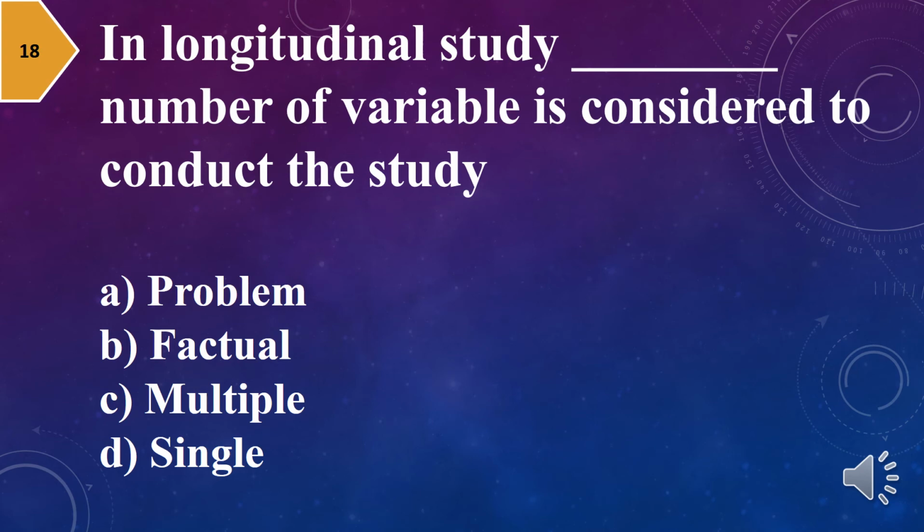Next, in longitudinal study, dash number of variable is considered to conduct the study. Okay, previously I have told you this. In longitudinal study, one single criteria, that is single number of variable is considered, and the entire research is carried out. Throughout the study, single variable is considered. So the correct answer is single. Option D is the correct answer.